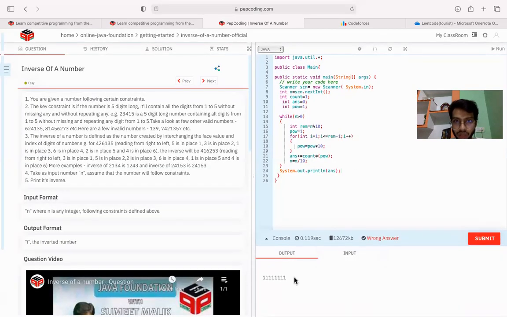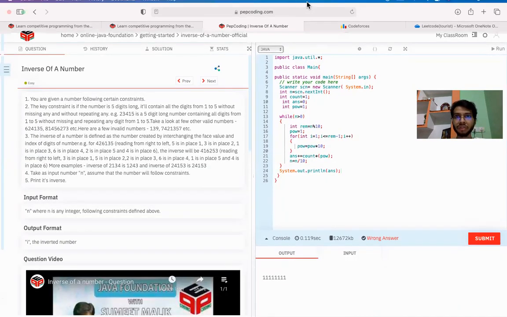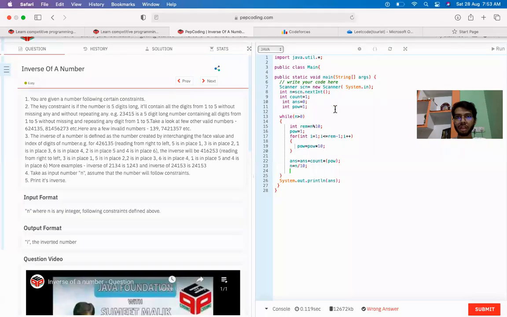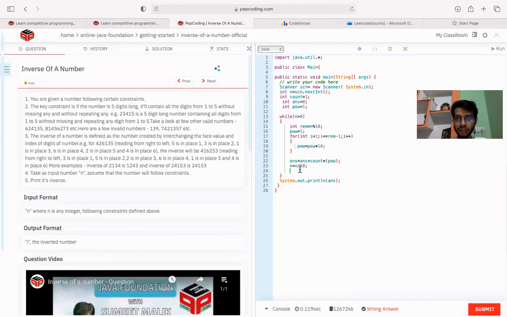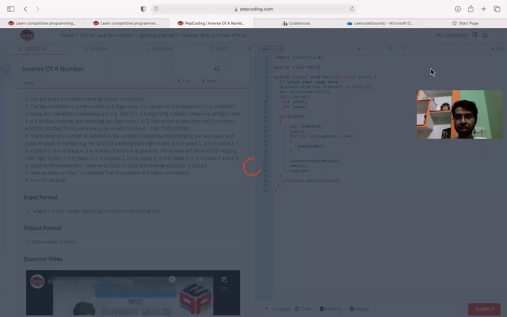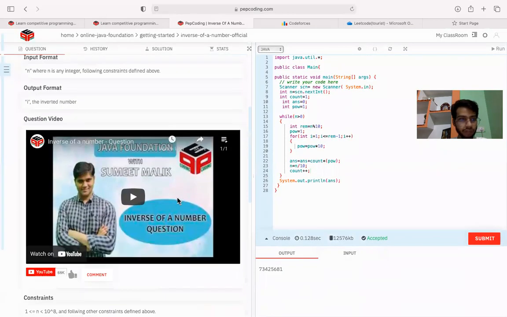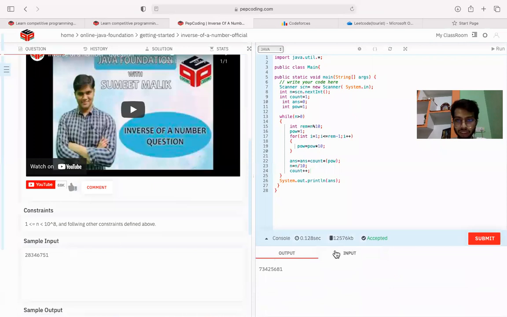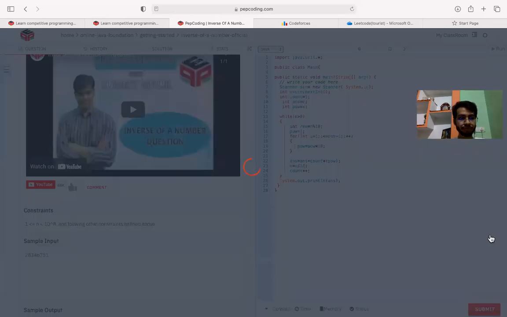So it's showing 11111. Why is it showing 11111? What was the mistake here? We have not incremented the counter value, because we need to increment that. So let's do it again. Yeah, it's working fine for this one, that is for the sample test case. Let's submit that code.